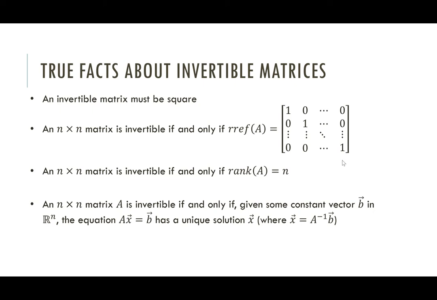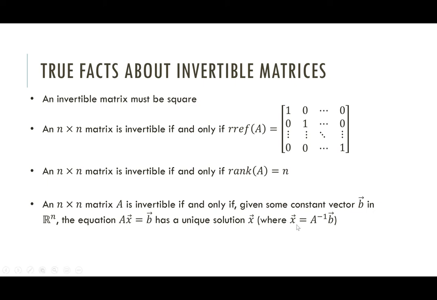Okay, here's another one, going back to the theoretical thinking about solutions and the mapping definition of invertibility. This says an n by n matrix A is invertible if and only if, given some constant vector b in Rn, the equation Ax = b has a unique solution x. So this is saying, if you have some output, exactly one input x would get you there. This is basically just another way of stating that theoretical definition of invertibility.